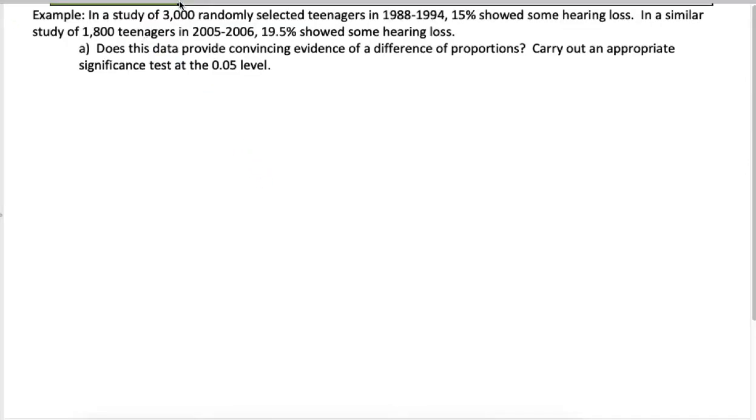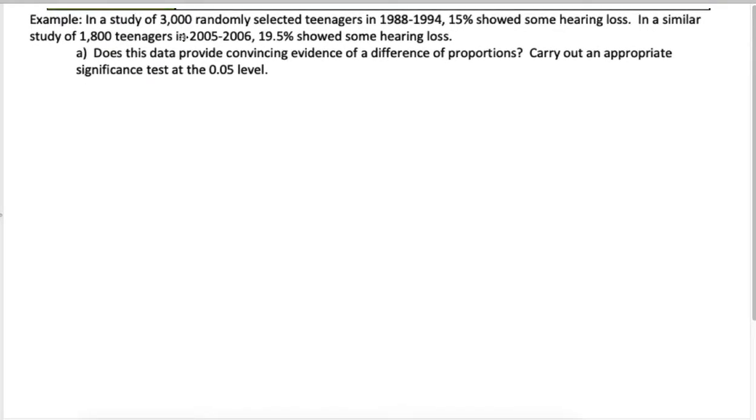All right, so here's our first example. It says, in a study of 3,000 randomly selected teenagers in 1988 to 1994, 15% showed some hearing loss. In a similar study of 1,800 teenagers in 2005 to 2006, 19.5% showed some hearing loss. Okay, so does this data provide convincing evidence, there's that phrase that's going to tell us to run a test, of a difference of proportions? Carry out an appropriate significance test at the 5% level.